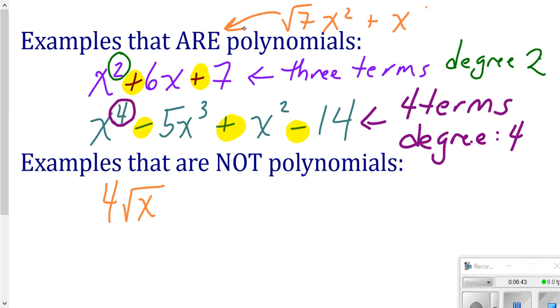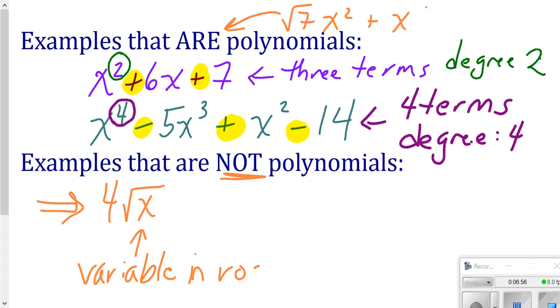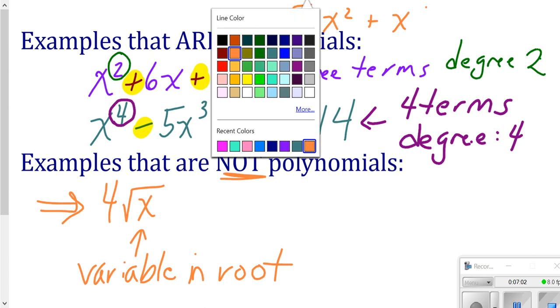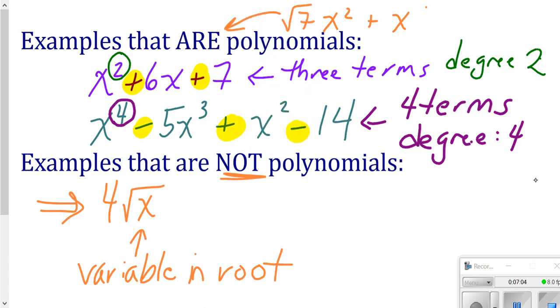a polynomial. But what makes the example that I'm looking at down here not a polynomial is having a variable in a root. So we could make a note about that. Variable in root. It is something you can have in math. It just isn't called a polynomial. That's called a radical function, right? You have your variable inside a radical or a root, okay? So that's math. It's not a polynomial.